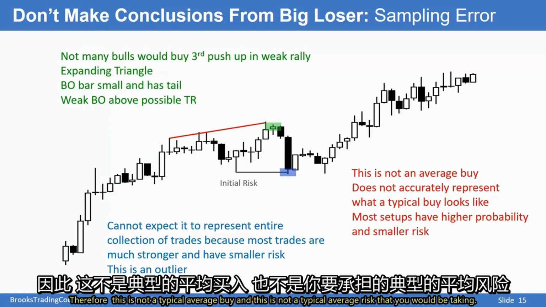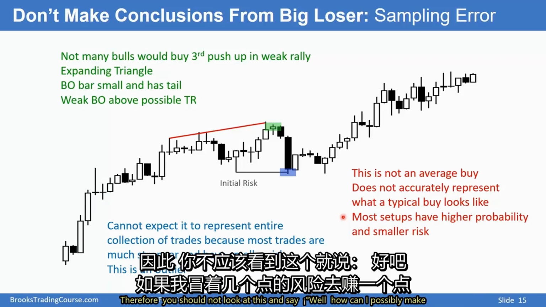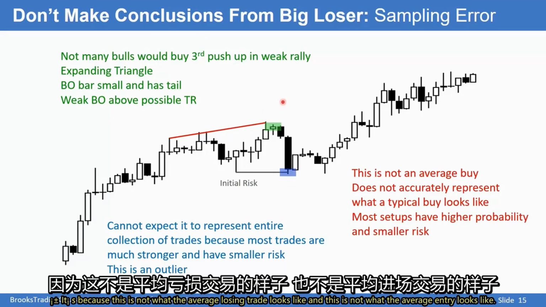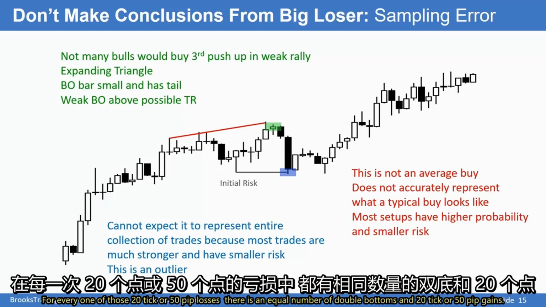Therefore, this is not a typical average buy, and this is not a typical average risk that you would be taking, and therefore it doesn't represent accurately what an average trade looks like. If you're scalping, therefore, you should not look at this and say, well, how can I possibly make money if I'm risking several points to make 1 point or 50 pips to make 10 pips? It's because this is not what the average losing trade looks like, and this is not what the average entry looks like. So it's not representative of an average collection of trades that you would take.